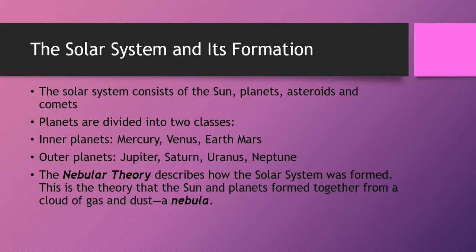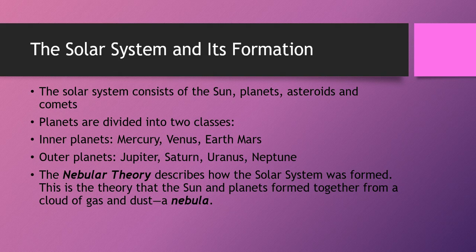When we talk about the planets, we divide those generally into two classes. We have the inner planets, which are Mercury, Venus, Earth, and Mars, and then the outer planets, which are Jupiter, Saturn, Uranus, and Neptune. Now, before we get into the components of the solar system, it helps to understand where the solar system came from. And this is how a lot of the solar systems in other places would generally form as well.